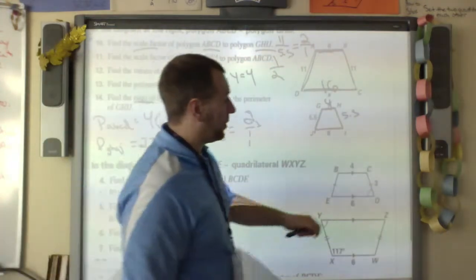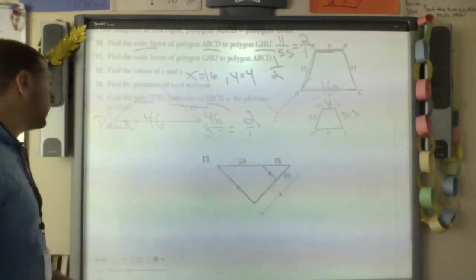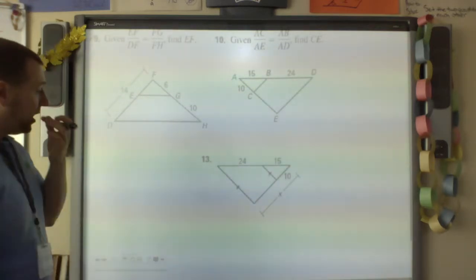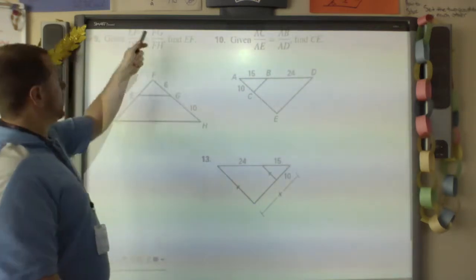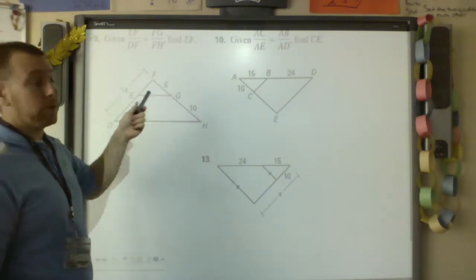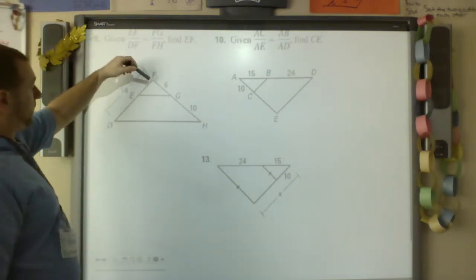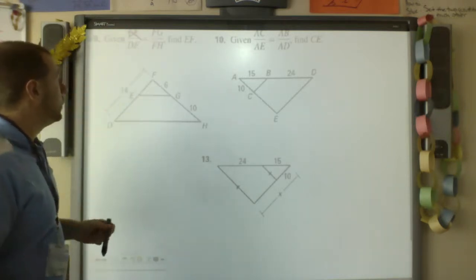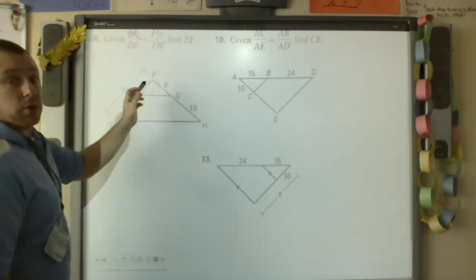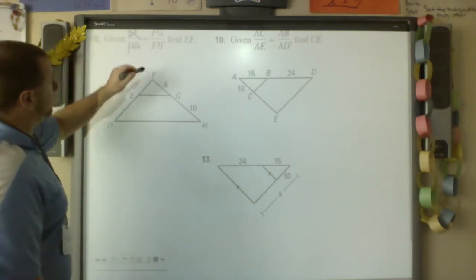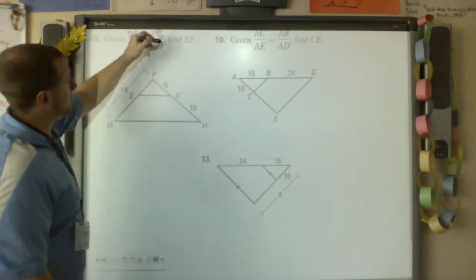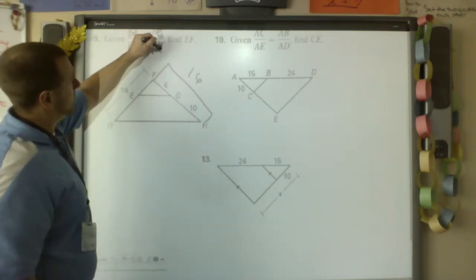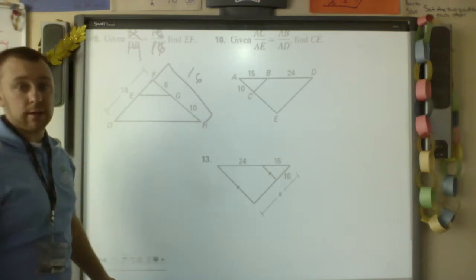The next step for this is actually using similar figures to set up proportions and solve things. Okay? So in 13, these just help you set this up. Okay? So EF, I don't know that, so that's going to be my X. DF, I do know that. That's 14. FG is 6. FH is 16, because now that's the whole length.